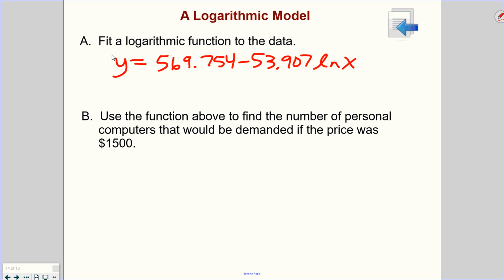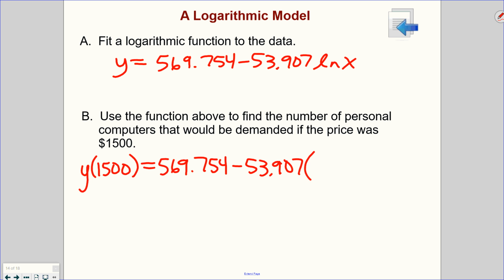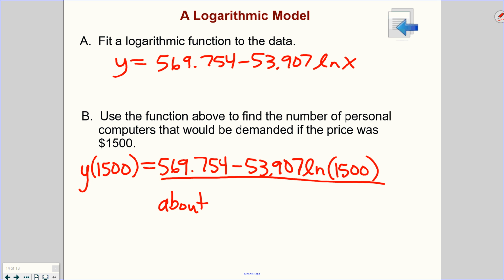Then we want to figure out what happens when we have 1500, which is essentially we want to solve y of 1500. Well, this doesn't need the solver or anything like that, so you can just type this one into the calculator. It's not that difficult. You're just going to fill in 1500 in place of x in the ln. So I'm going to encourage you to do that. Just do this on a calculator page. See what you get, and you should get that the answer is about 176 computers.